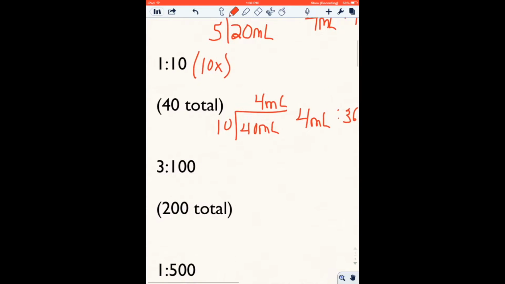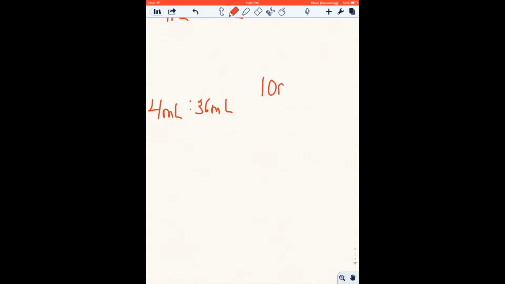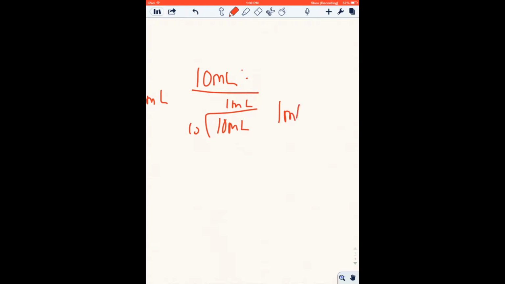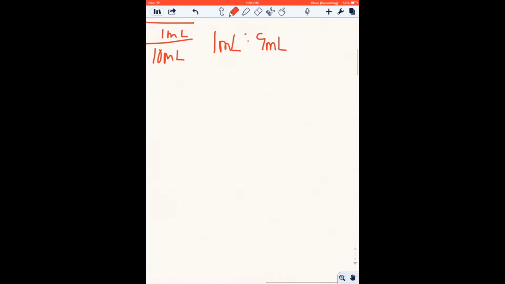Another way you could think about this is if you worked it out as, instead of having 40 mils, you started with 10 mils, and you wanted to know with the 10x dilution, you'd have 10 mils, a 10x, so you get 1 mil, which would mean 1 mil of your stock and 9 mils of your diluent. And because you have 4 times that amount total, you have 4 times 10, which is 40 mils. If you just take these numbers and multiply by 4, you get the same amount. You get 4 to 36. So it's the same ratio.